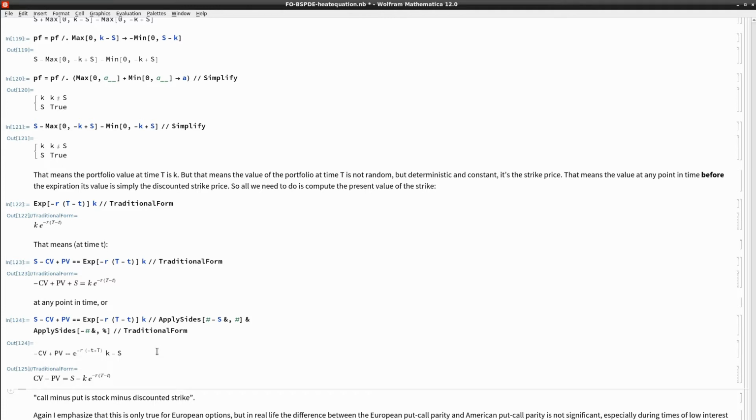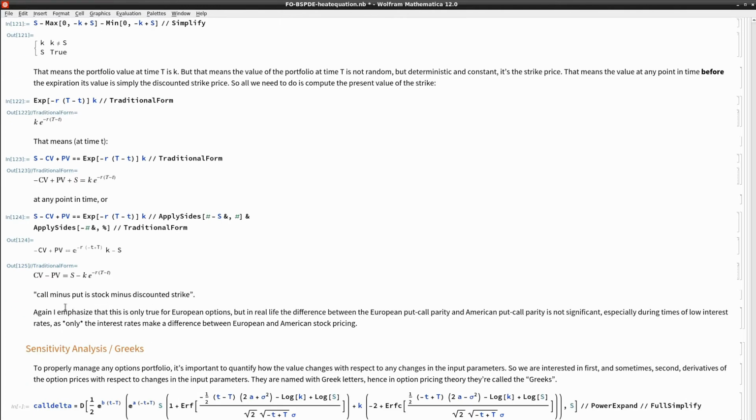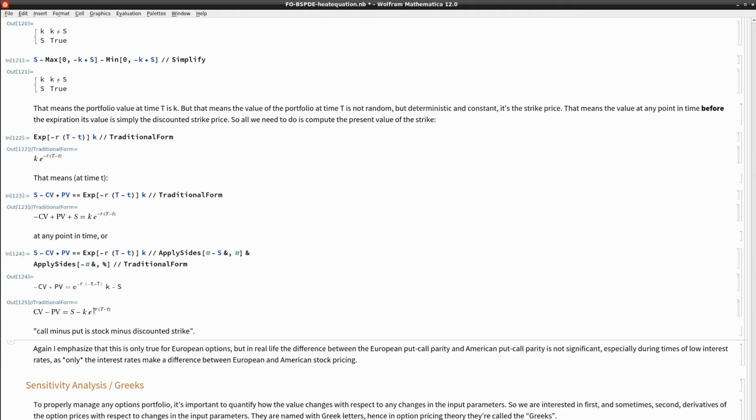Okay, so this is the way to remember this. Call minus put is stock minus discounted strike. And I emphasize this is only true for European options. But in real life, the difference between the European put call parity and the American put call parity is not all that significant, especially when we have low interest rates, as only the interest rates make a difference here in the European and American stock pricing.